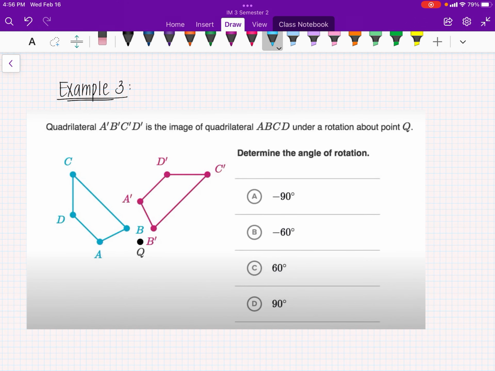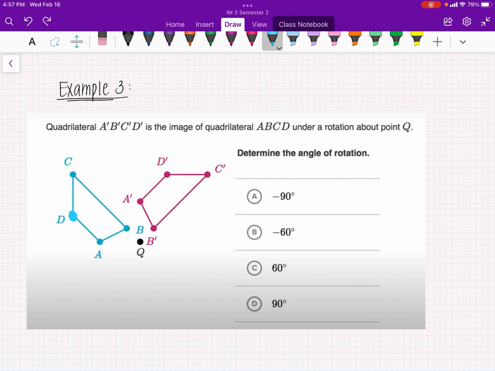All right, and we have quadrilateral A prime, B prime, C prime, D prime, which is the image of quadrilateral A, B, C, D. And it's under a rotation about point Q. So our center of rotation in this case, guys, is going to be Q. And once again, we want to determine the angle of rotation here. So I'm going to first choose any point. Let's say I want to choose A, or we could even choose D. Let's go ahead and choose D.